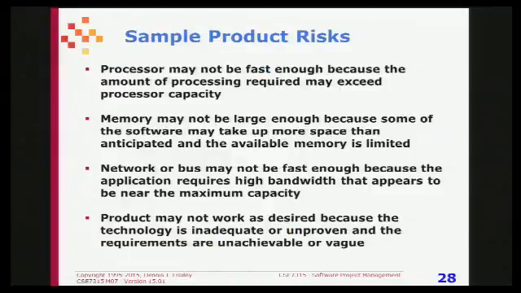Here are examples of product risks. The processor may not be fast enough because the amount of processing required may exceed capacity. Memory may not be large enough because some of the software may take more space than we have. The network or bus may not be fast enough because the application requires higher bandwidth than is available. The product may not work as desired because the technology is inadequate. Sometimes what they want is simply beyond what you know how to do technically.